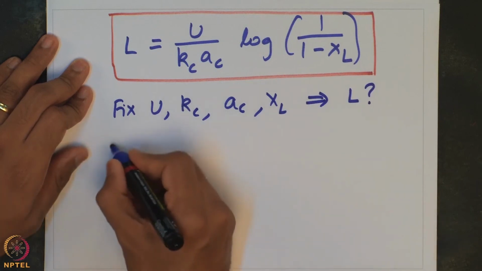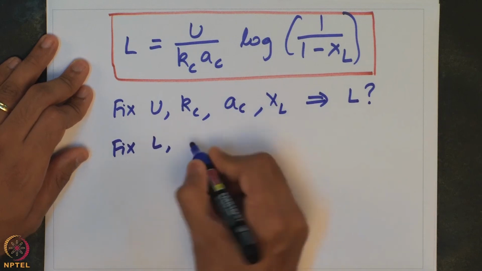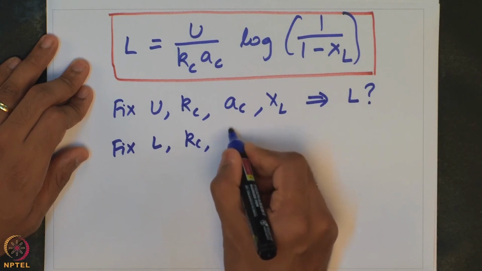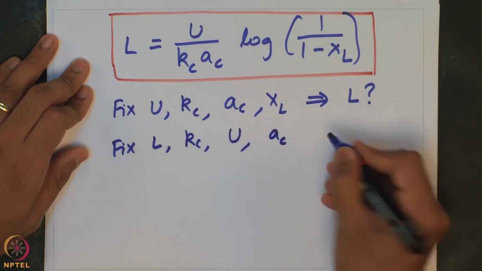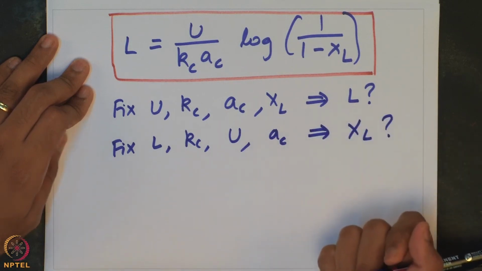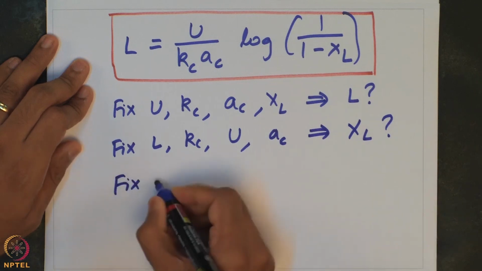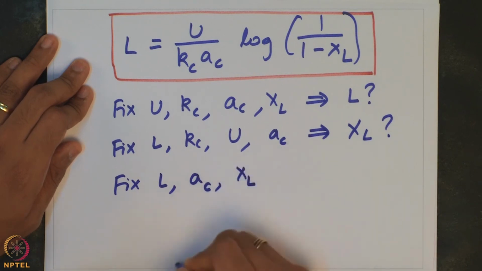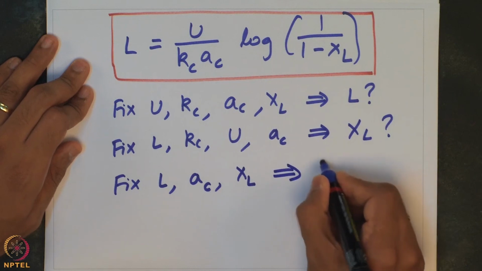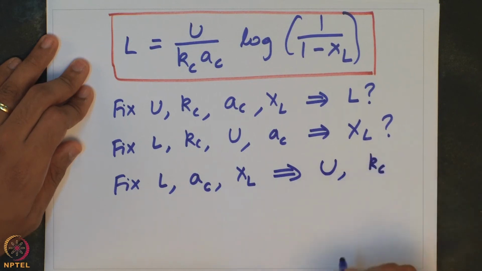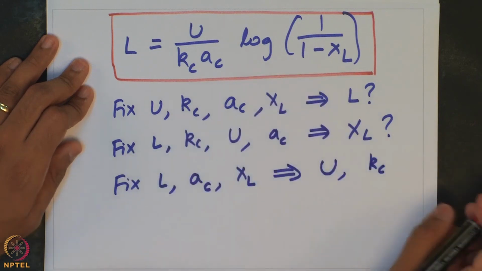I can also ask another question, if I fix the length, I can fix my mass transport coefficient, which is actually a function of the velocity, and I fix my surface area per unit volume. I can ask a question as to what should be the conversion at the exit of the reactor. I can also ask another question, that if I fix my L, if I fix my area per unit volume of the catalyst and I fix my conversion, what should be the superficial velocity with which I have to operate, subject to the condition that the mass transport coefficient is a function of the superficial velocity. I can answer any of these three questions.